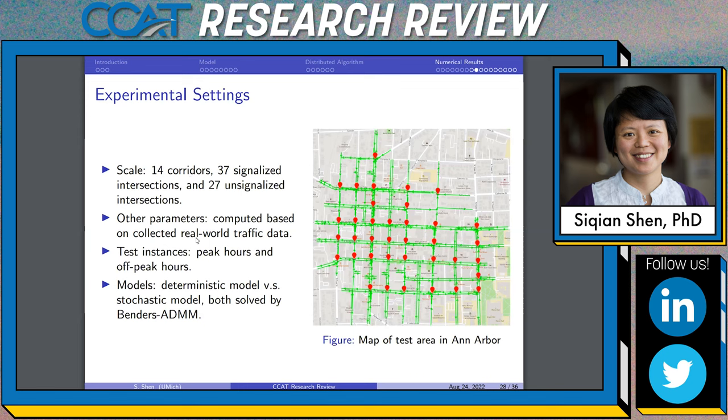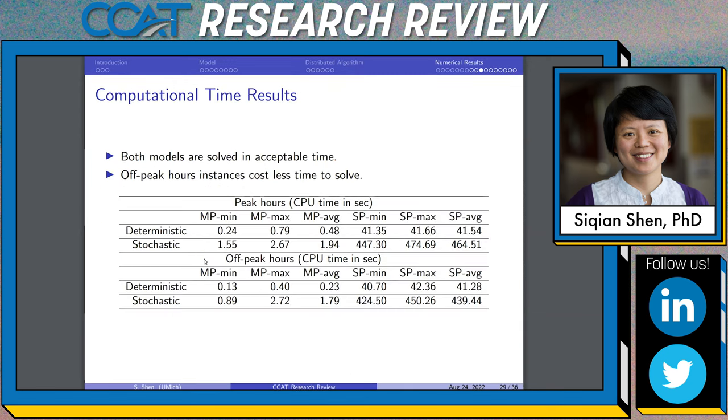And then we have other parameters we need to get from the traffic data, because some of the intersections don't have signals, so you can't really control them. They're just like stop signs, okay? And then we measure peak hour and off-peak hour, and we use different types of models, different approaches to solve the problem.